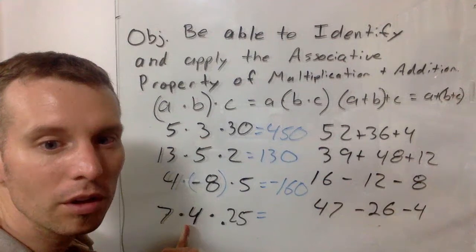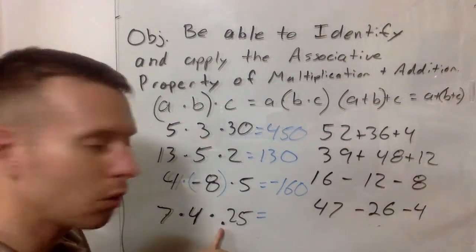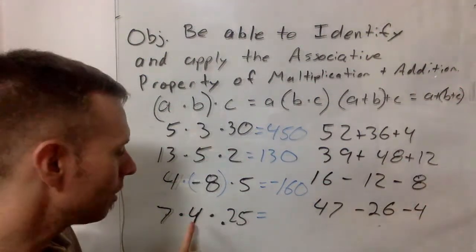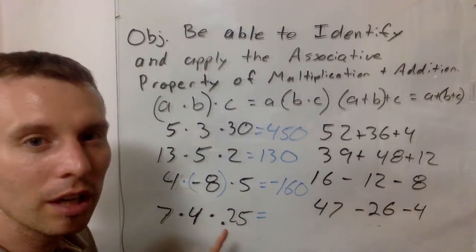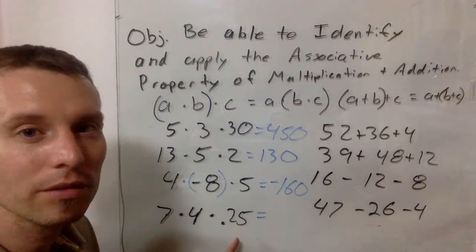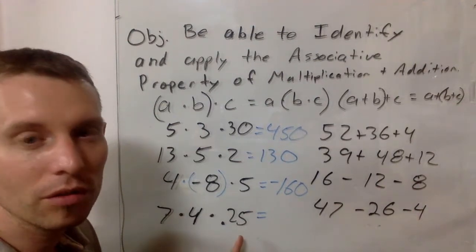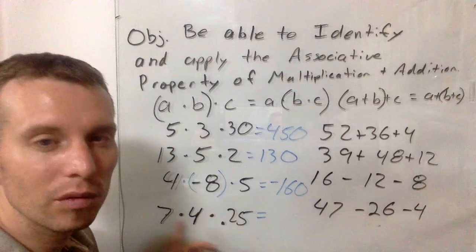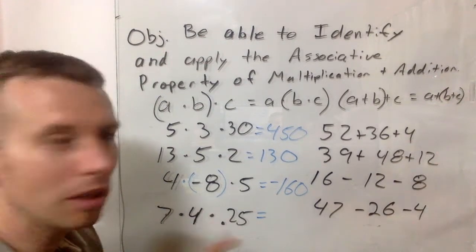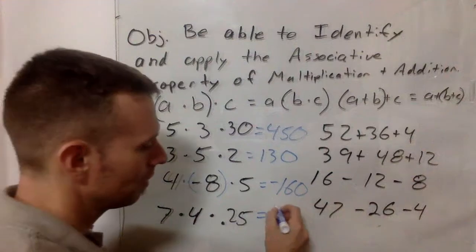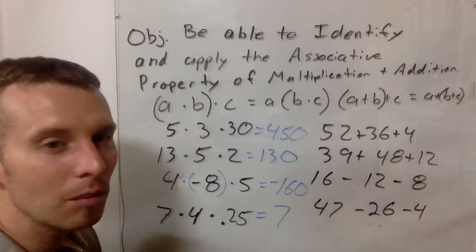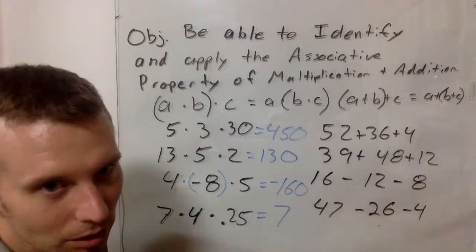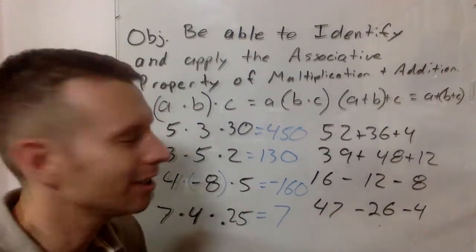7 times 4. Now look at this one. We have 0.25. I threw this one in there on purpose. What is 4 times 0.25? Most of us know that 0.25 is the same as 1/4. And 4 times 0.25, or 4 times 1/4, is actually 1. And 1 times 7 gives us 7. That might be a little bit easier than 28 times 0.25. Might be, might not be. You can decide that for yourself.